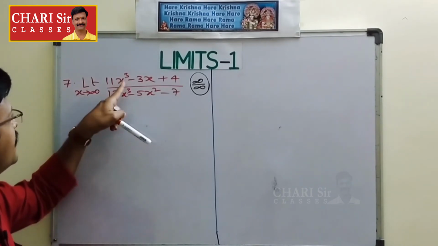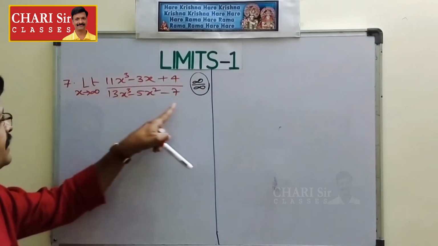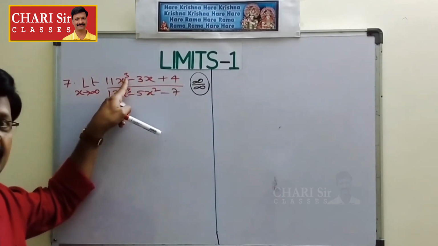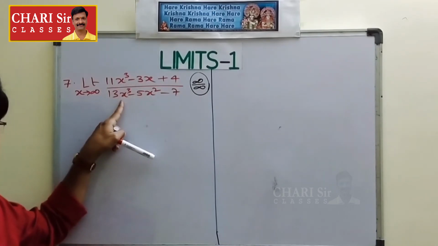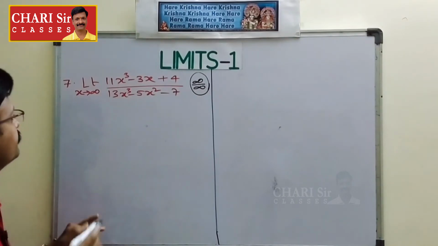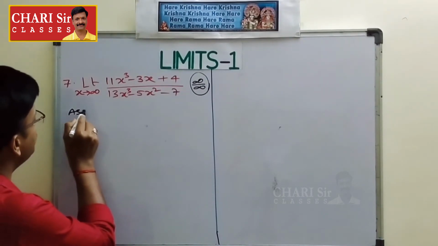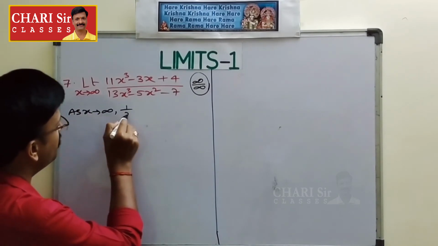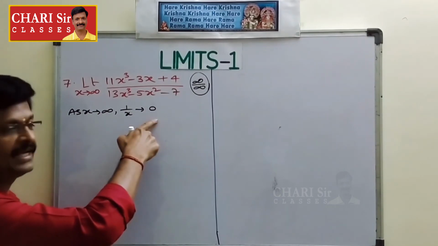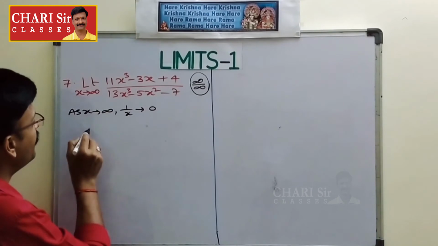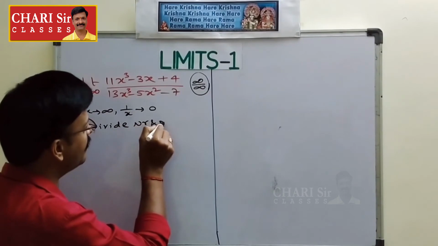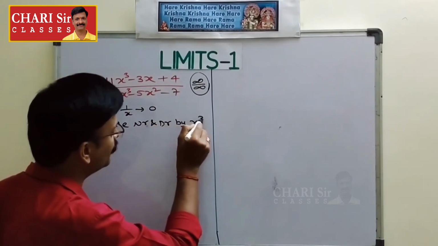Here this is a polynomial function, and this is also a polynomial function. The numerator is of degree 3 and the denominator is also degree 3. Therefore, you divide both numerator and denominator by x cube. Always remember, as x is tending to infinity, 1 by x tends to 0, and you need to divide numerator and denominator by x cube.